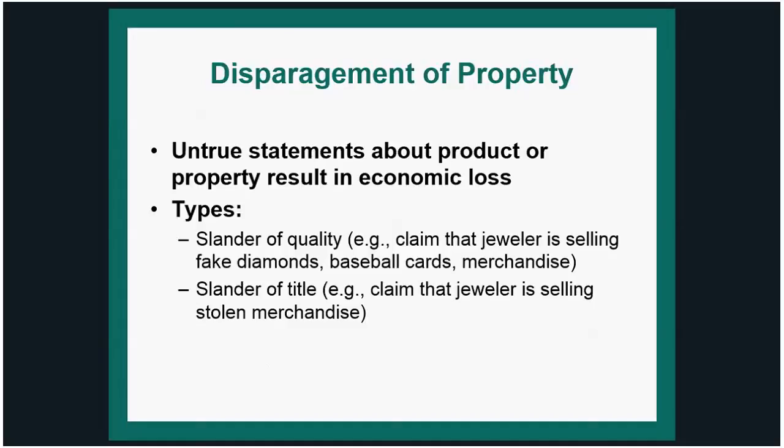Disparagement of property, untrue statement about your product. It could be slander of quality. Your shoes aren't that good if you're a manufacturer of shoes, or say negative things about a ski slope or fitness center or your recreational therapy clinic. You can slander quality. You can slander title. So untrue statements about product or property that results in economic loss. You have to prove that the slander, that the disparagement of the property resulted in economic loss.